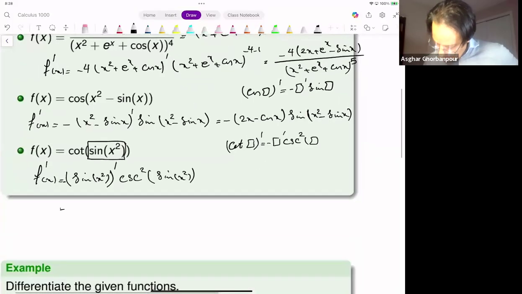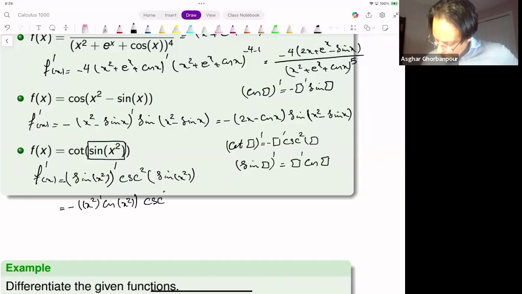Okay, now I have to find the derivative of sine of x squared. But the derivative of sine box is box prime cosine of box. So this will be minus (x^2) prime cosine of x squared cosecant squared of sine of x squared. And well, that is minus 2x cosine of x squared cosecant squared sine of x squared.